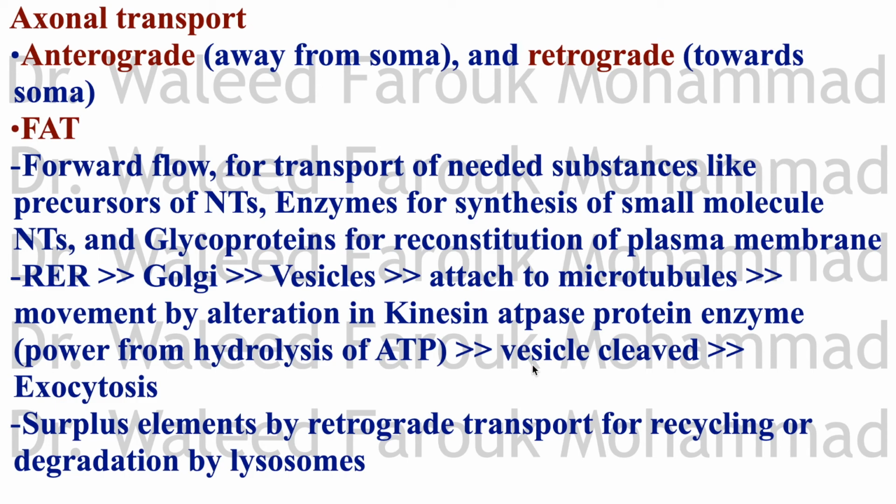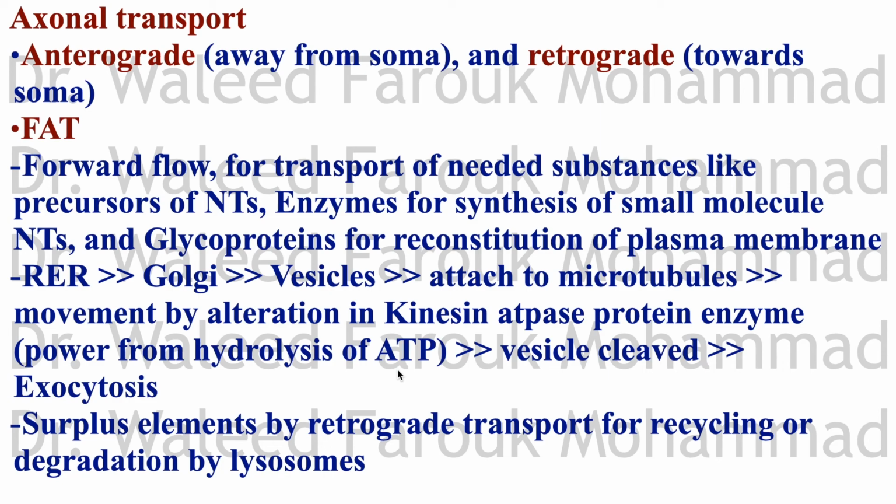Rough endoplasmic reticulum forms the structure to be transported, packaged by the Golgi apparatus into vesicles, and the vesicles attach to microtubules. I told you before, they act as railways. Movement occurs by alteration in a protein enzyme called kinesin ATPase, which gets its power from the hydrolysis of ATP. Then the vesicle formed is cleaved and exits the cell by exocytosis.